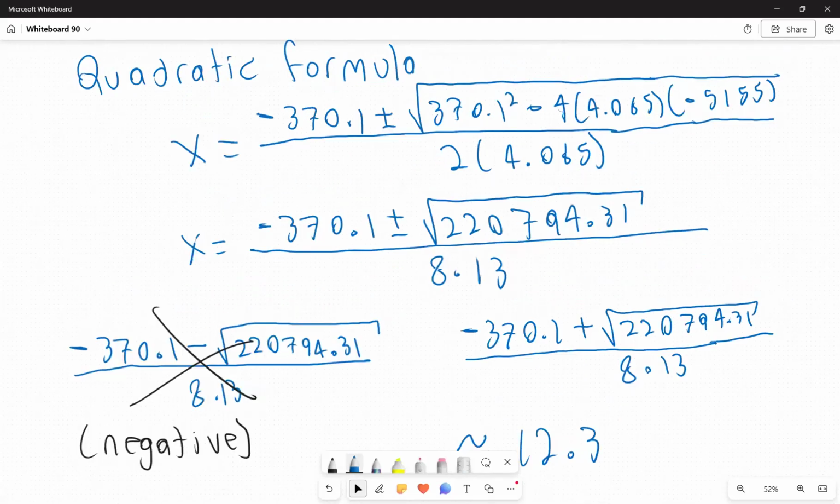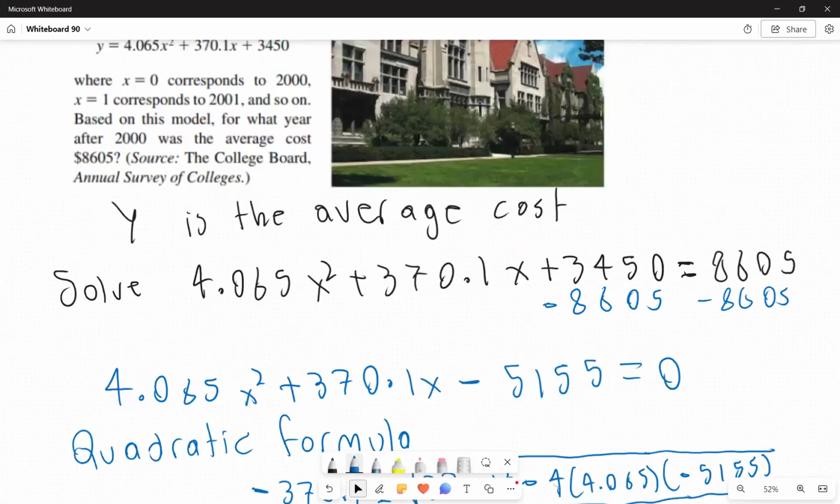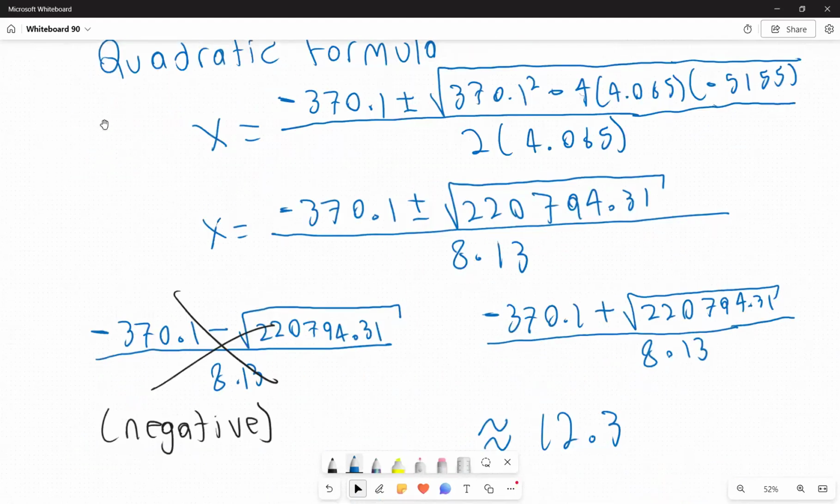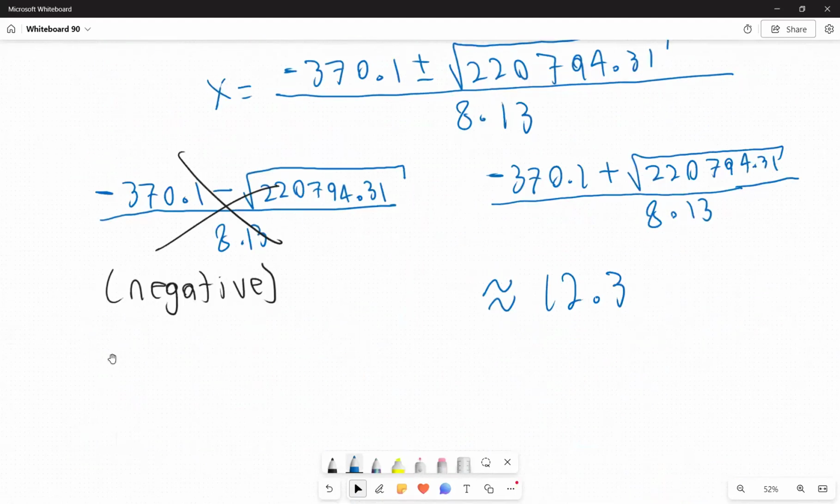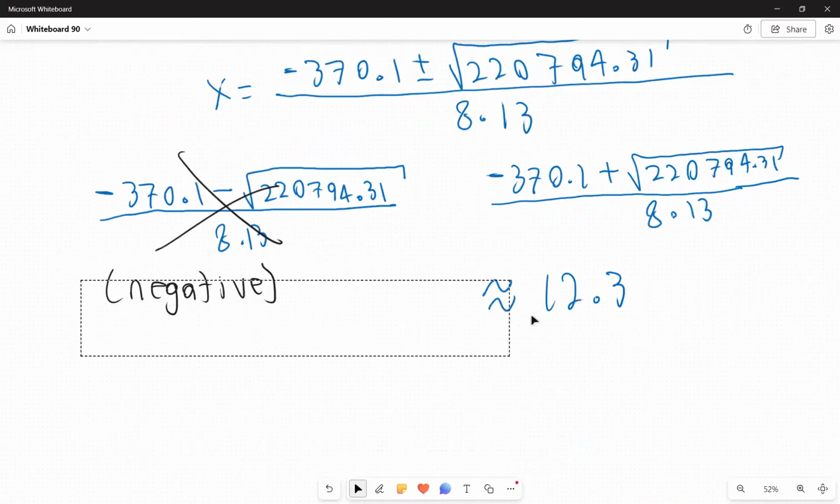Back to the word problem. X equals 0 corresponds to 2000. So that's going to be 12 years later. So that's approximately 12 years after 2000. That's 2012.